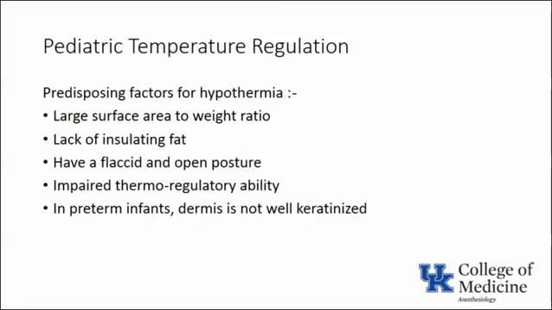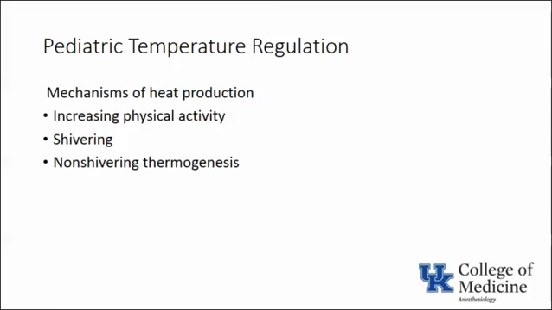Why do these children lose heat in the operating room so quickly? It's because they have a much larger surface area to body weight ratio. They also lack insulating fat, have a flaccid open posture, whereas we adults tend to curl up and preserve heat. They also have an impaired thermoregulatory ability just because they're still growing and still being developed. And in preterm infants, the dermis is not well keratinized, so the skin is much thinner and they lose heat quicker.